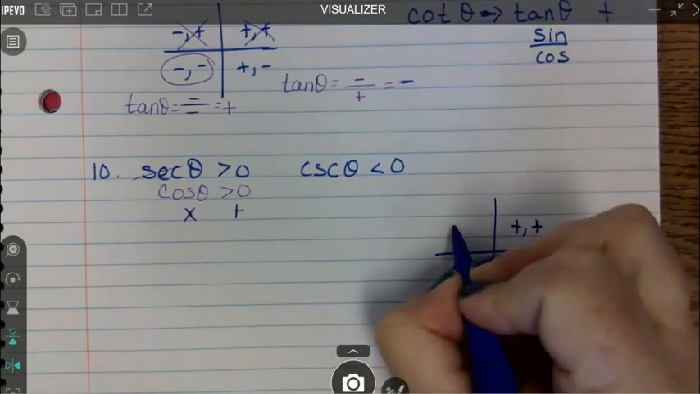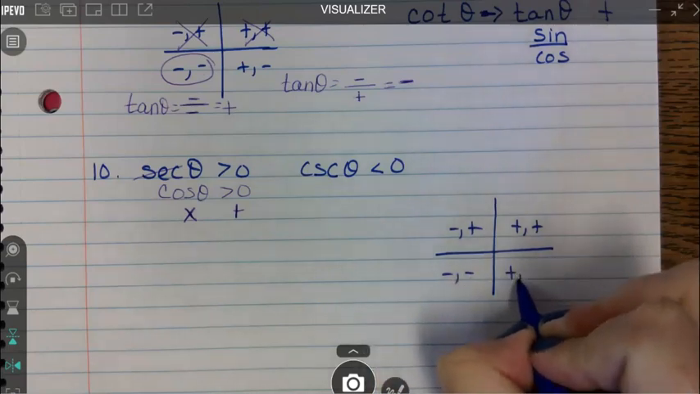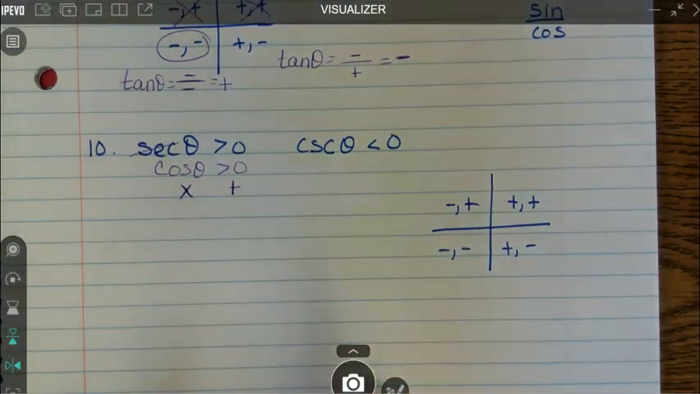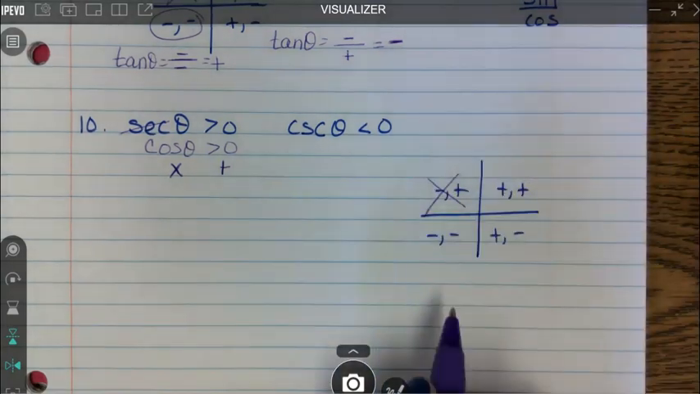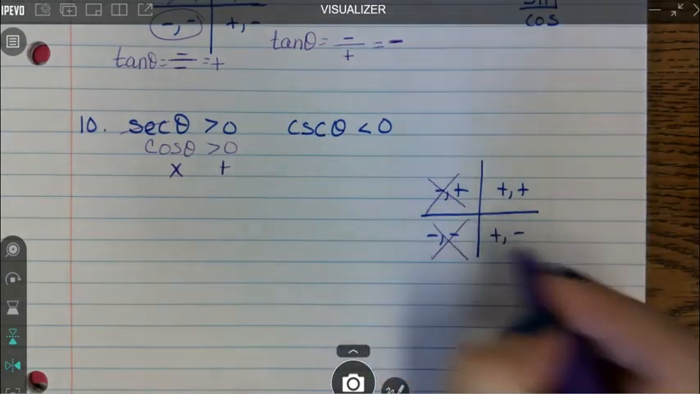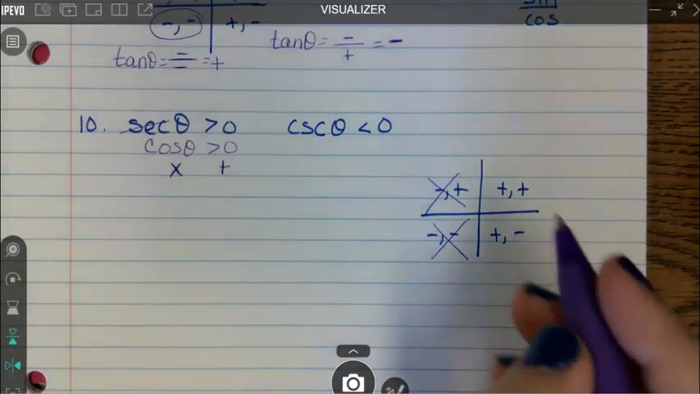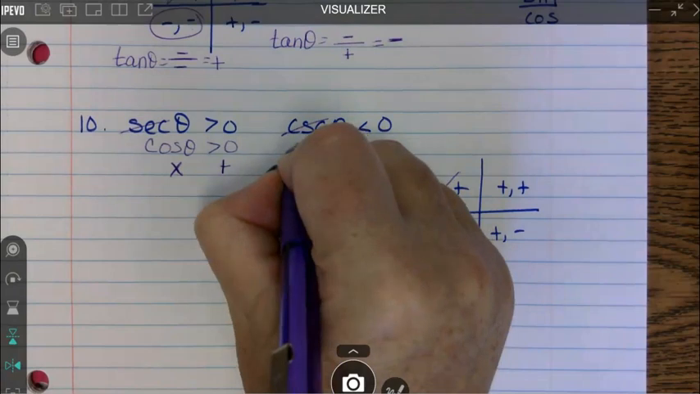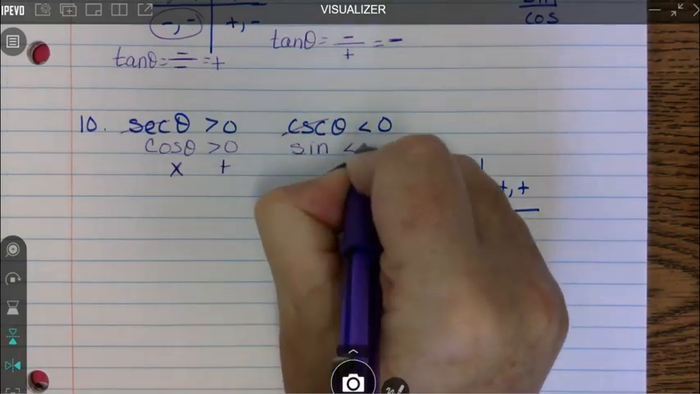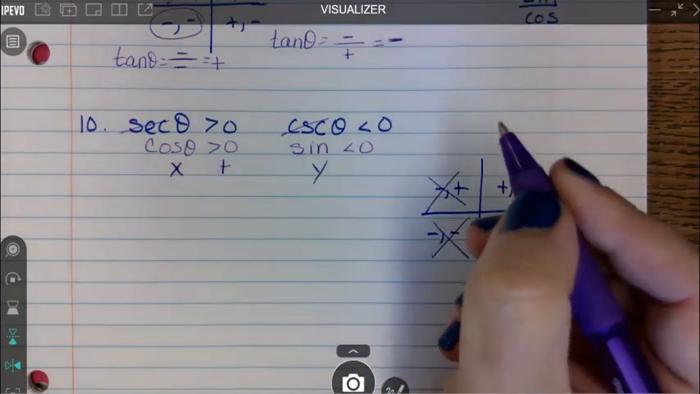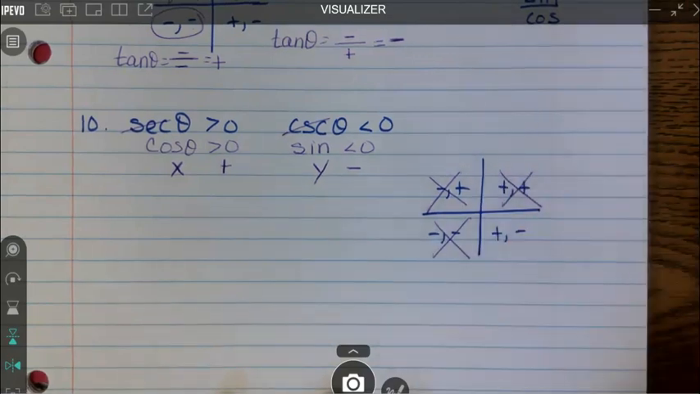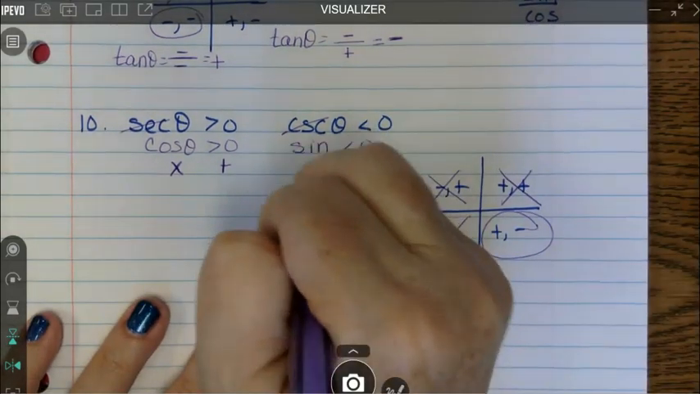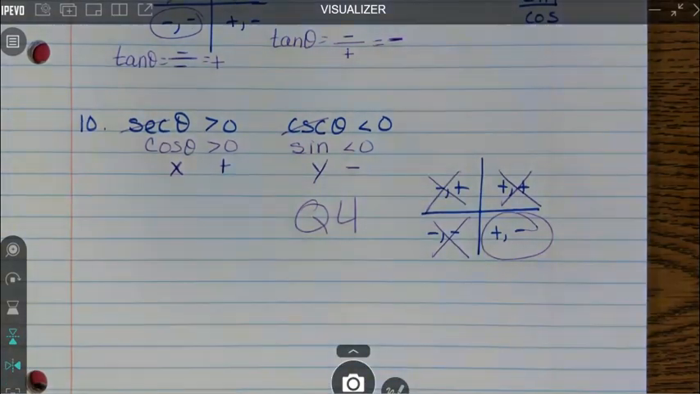Plus plus, minus plus, minus minus, plus minus. Okay. So x needs to be positive. So x is positive here, yay, but not positive here. Not positive here, but positive here. Okay, so then cosecant is sine. So sine is y, and we're looking for negative. So my y value here is positive, so it's negative here. So my answer is quadrant 4.